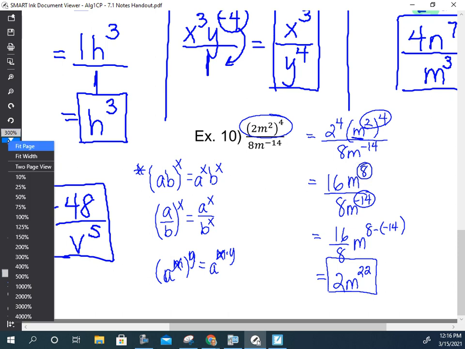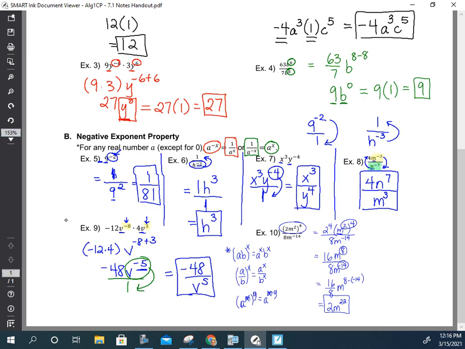So, with the 0 and negative exponent properties, do understand that you can still use any of the other 5 properties depending on if they show up in the problem. With that being said, that takes care of section 7.1. All 7 properties are now at your disposal. Use them as you need to use them.